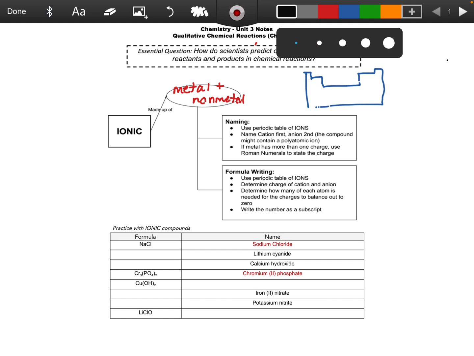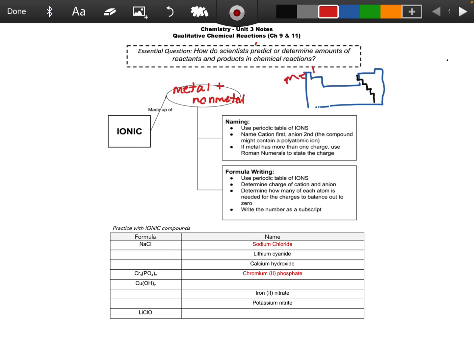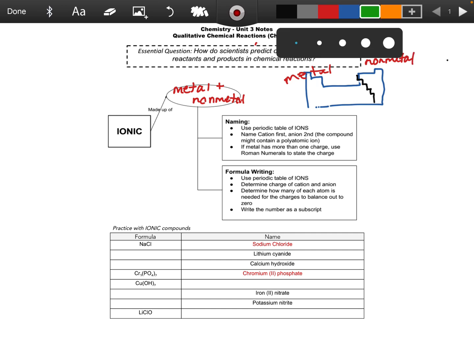So this is going to be a very rough drawing, but here is the periodic table. If you remember, the right-hand side has a little zigzag line that goes down. Everything to the left of the zigzag line is a metal, and everything to the right is a nonmetal. So if you have a substance where one of the chemicals comes from the left-hand side and another comes from the right-hand side of the periodic table, that would be an ionic substance.